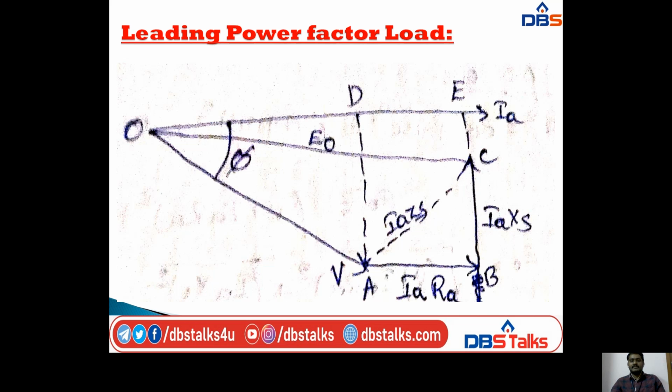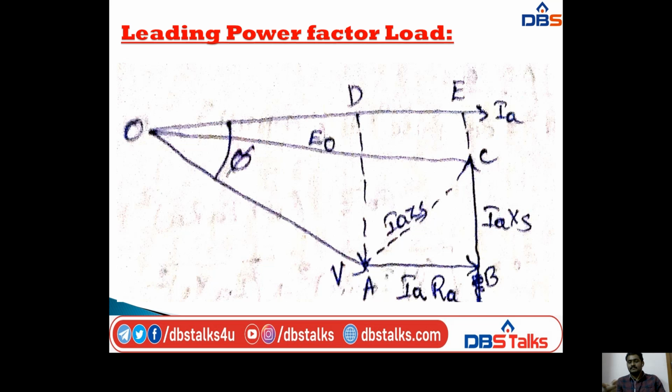And next, coming to the leading power factor load. Here also I am taking the IA line as the reference phasor. I am starting from the point O and drawing a straight line along IA. On that line I am taking 3 points, O as the starting point, and D and E. Here V phase is leading IA with a phase angle phi. If you see this diagram you will know.